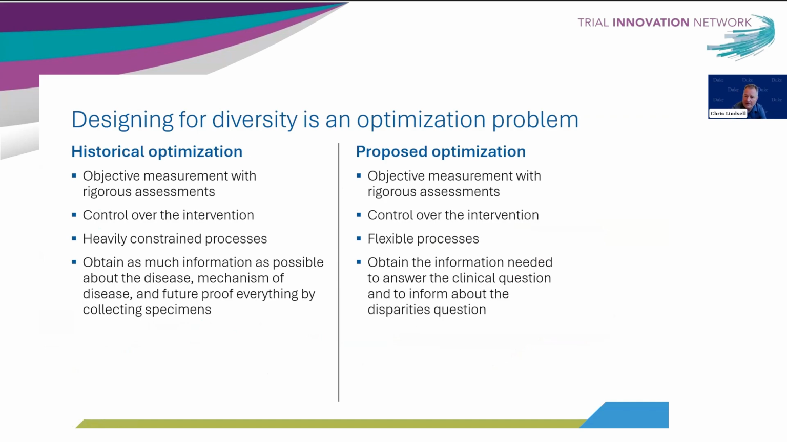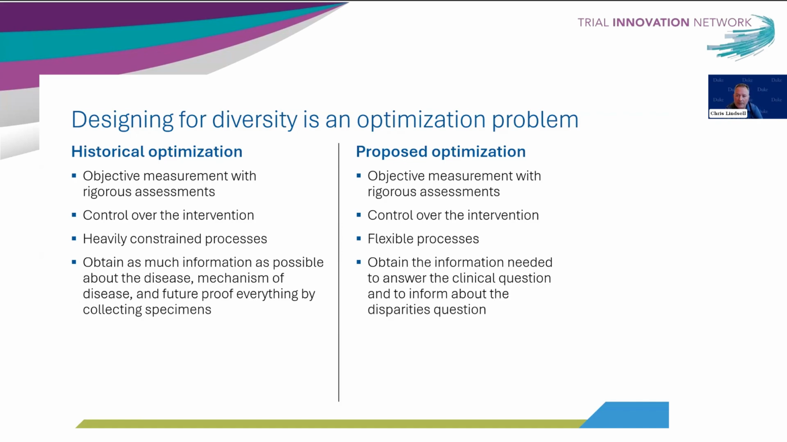So I think design for diversity is an optimization problem. That's the way that I tend to look at it. Historically, as we design a clinical trial, we optimize to have objective measures, rigorous assessments, absolute control, total constraints, and we obtain as much information about the disease, the mechanism of disease, and we future-proof everything by measuring everything and taking all kinds of specimens.